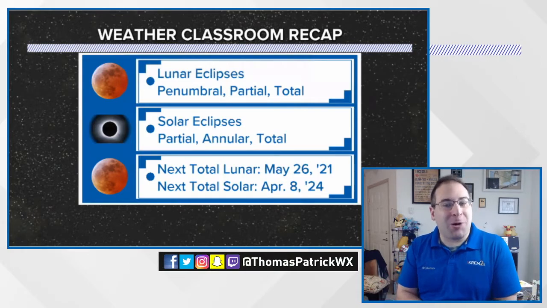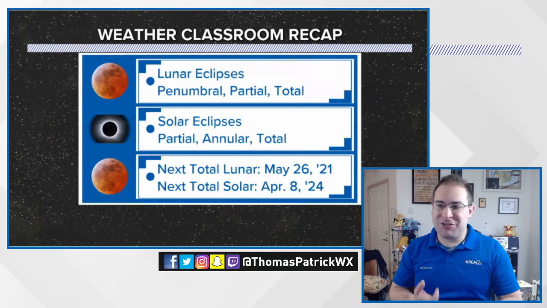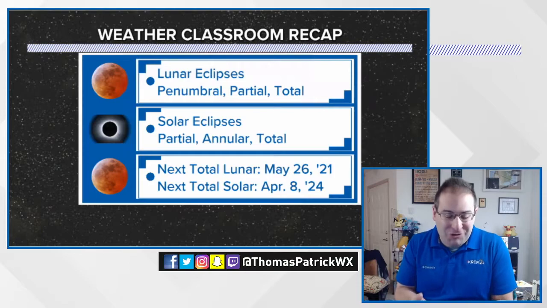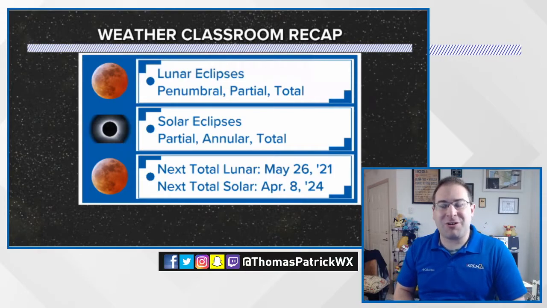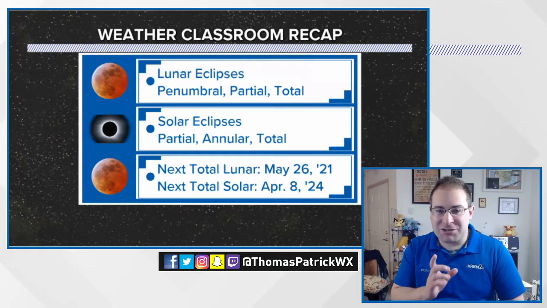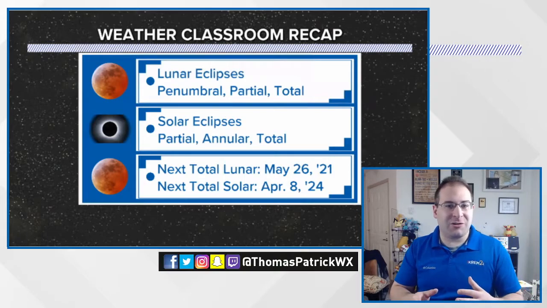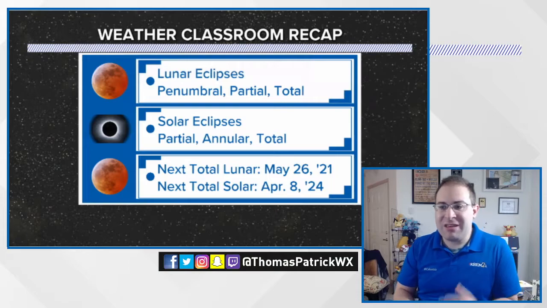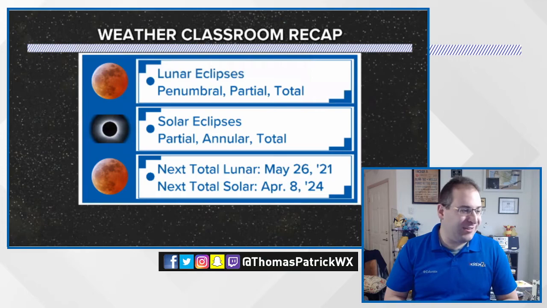But to recap our weather classroom for today, 3 types of lunar eclipses: penumbral, partial, and total. And total is the cool one. And in solar eclipses, there's 3 varieties: partial, annular, and total. And total is also the best in that case as well. So if you're living in the US, the next lunar eclipse is going to be May 26th of 2021, only 6 months from now, which actually lines up with, we usually get them 6 months apart. Lunar eclipses and solar eclipses tend to come in pairs. And then the next total solar eclipse will be April 8th of 2024.